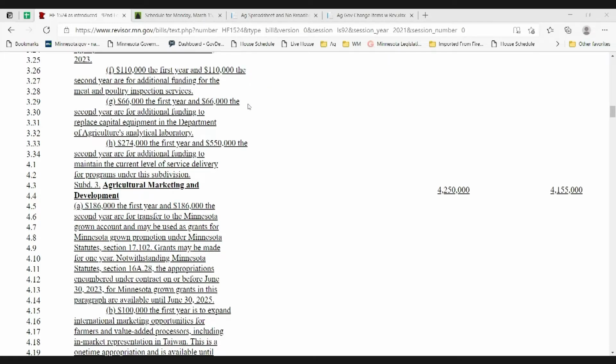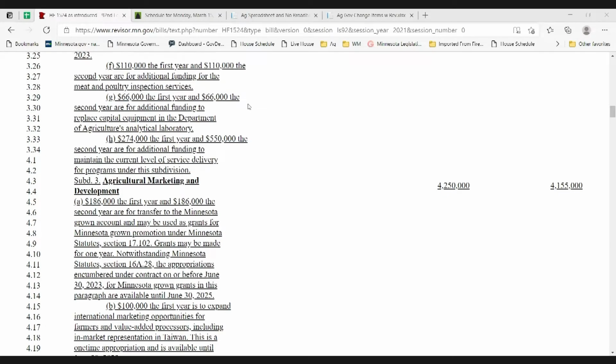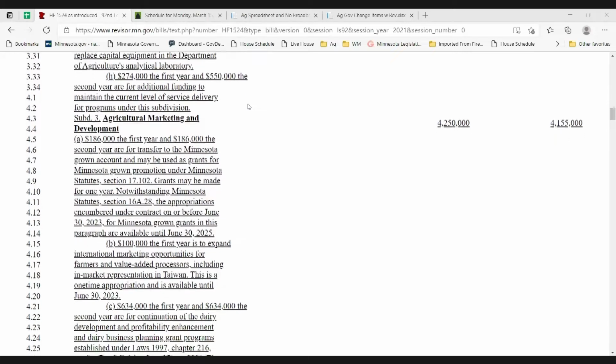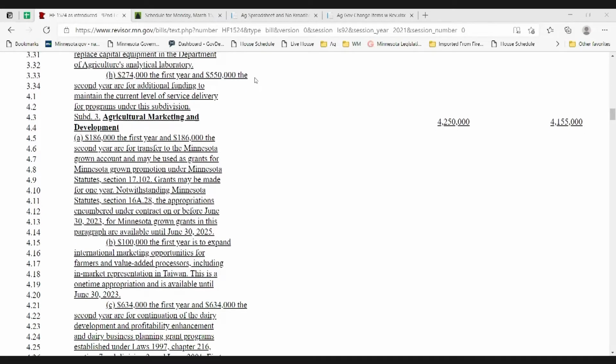Following paragraph, paragraph G, $66,000 each year, would be additional funding to replace capital equipment in the Department of Ag's analytical laboratory, part of the governor's proposal. And then finally, the paragraph H, $274,000 the first year, $550,000 the second year, would be additional funding to maintain current service delivery. This is what's referred to in the governor's budget request as the operating adjustment.